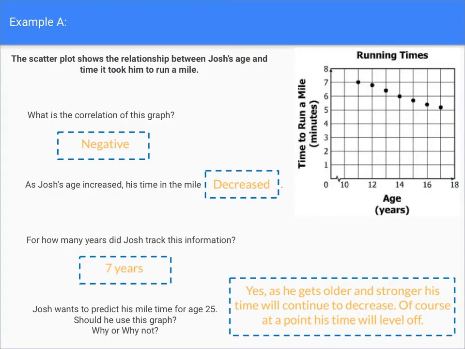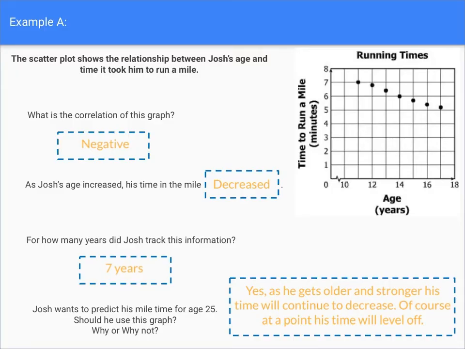Of course, at a certain point, his time will level off, and this will become a constant correlation because you can only decrease your mile time so fast depending on training, if he stops training, etc. But if he continues to train, then obviously as he gets older, bigger, stronger, his time will decrease.